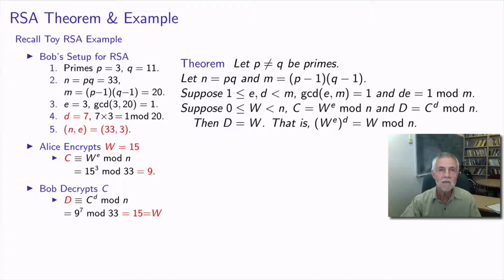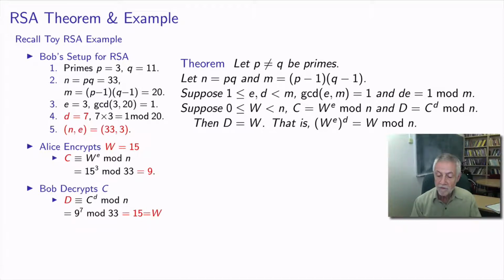So let's now make a precise formulation of the theorem. Down the left-hand column here, I've recalled the toy RSA example to motivate what we're doing. And here's the precise statement of the theorem, which is essentially what we have already been doing. So we take two primes, P and Q, which are distinct from one another. We let n be the product of the two primes, and m be the product of P minus 1 times Q minus 1.